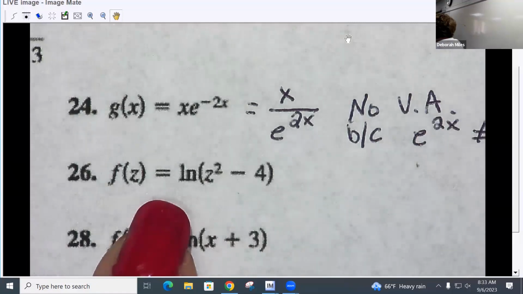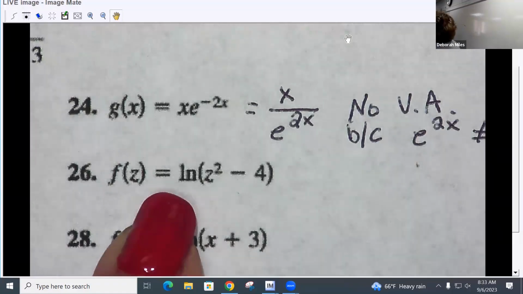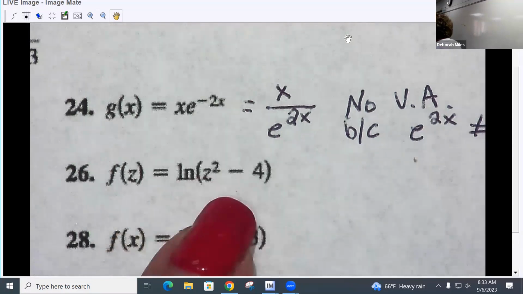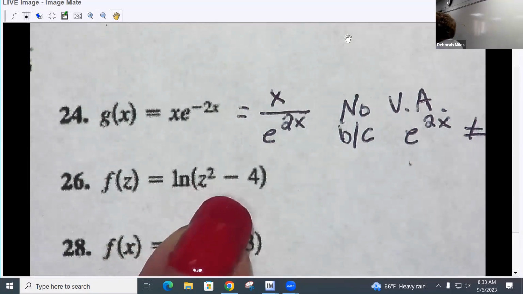What about 26? Where it equals 0 is the vertical. Okay, vertical asymptotes at what makes the argument 0. What makes the argument 0? Plus or minus 2.